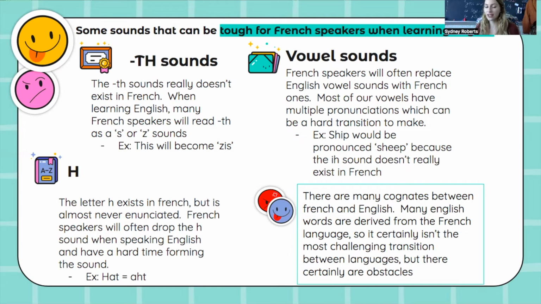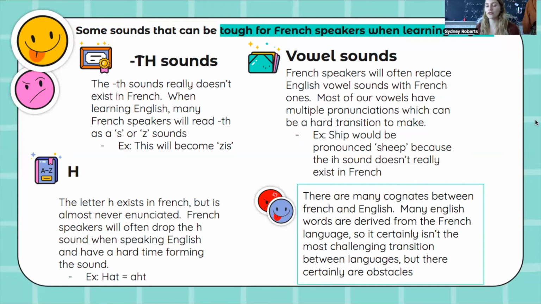The h sound is pretty much never pronounced in French, never enunciated. So a lot of times French speakers will drop the H sound when speaking English and have a hard time forming it. So instead of saying hat, they may say at. So, from our perspective, it's almost like they're switching the letters around, but it's just because that H sound doesn't really exist for them. And then vowel sounds, French speakers will often replace English vowel sounds with French ones. So most of our vowels have multiple pronunciations like we were discussing previously. So that can be kind of hard to grasp, especially coming from a language where that's not really the case.